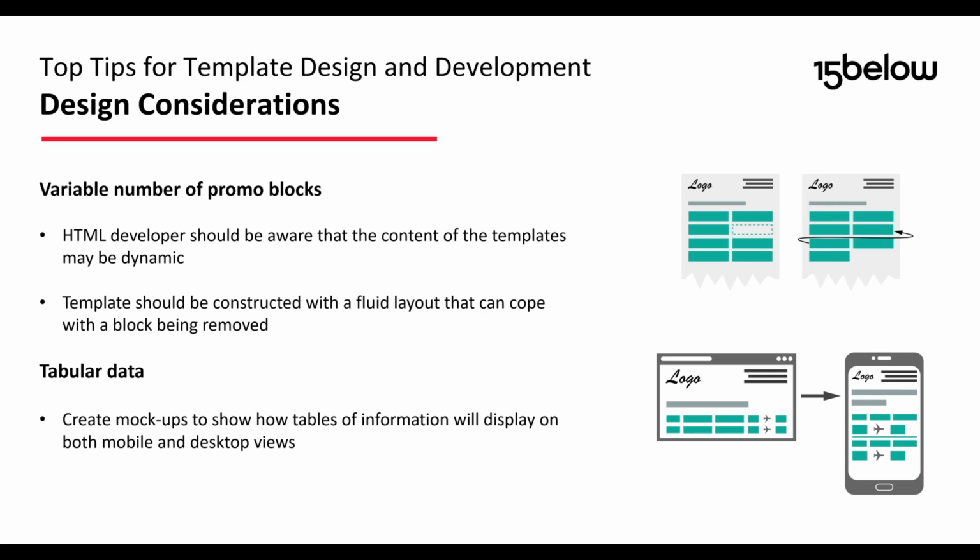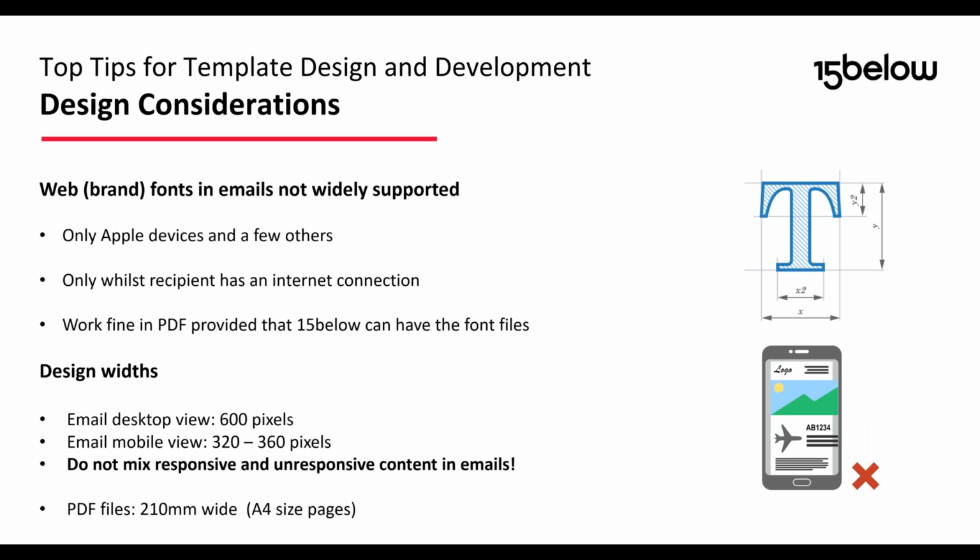Your design may also feature tabular data. We find that on mobile displays, it can start to get very cramped when there are more than 3 or 4 columns. So when you're designing your template, design both mobile and desktop views to illustrate how the rows of tabular data should be split up on the screen.